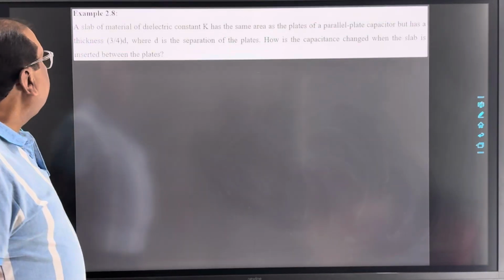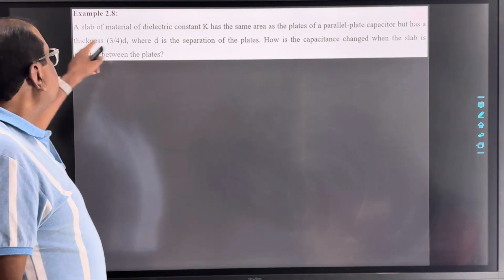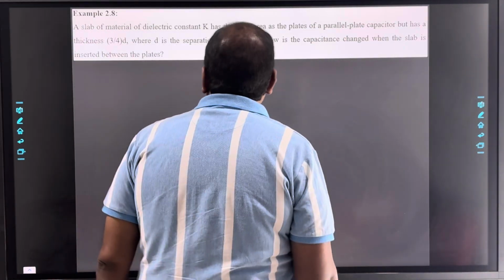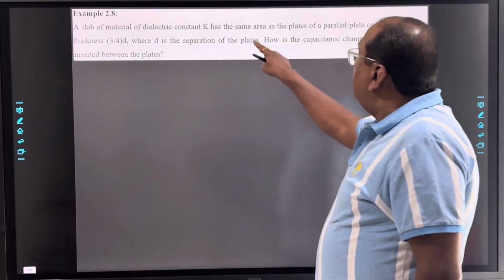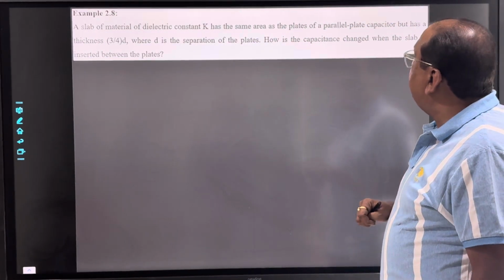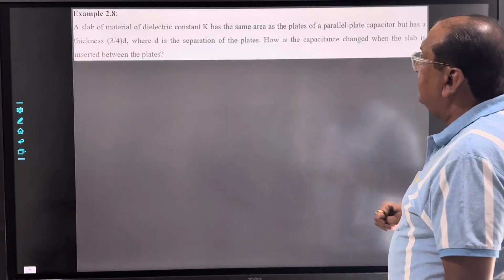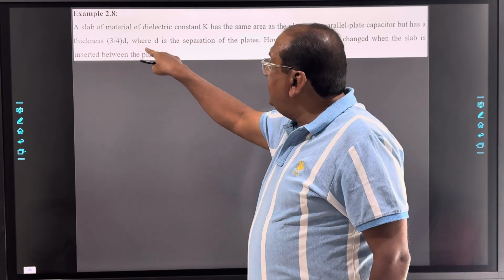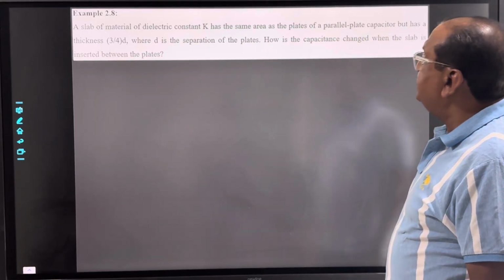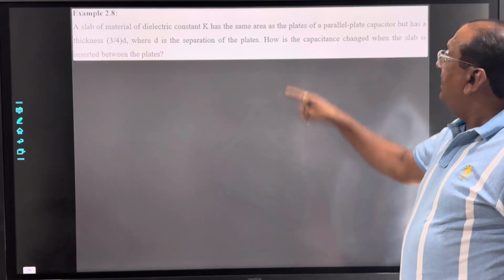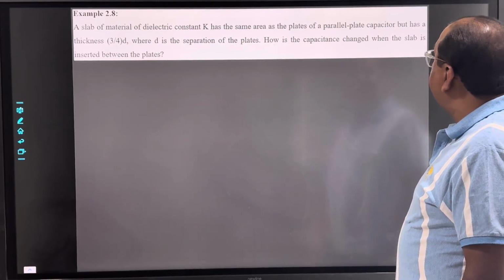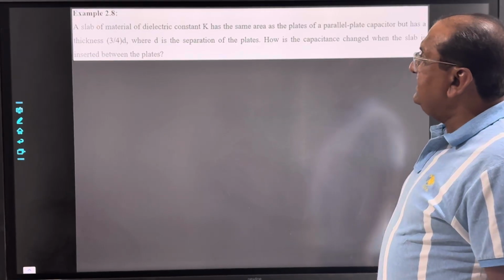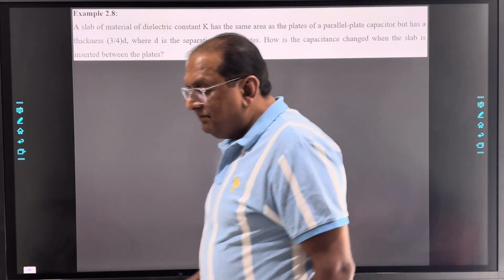Now example 2.8. A slab of material of dielectric constant K has the same area as the plates of a parallel plate capacitor, but has a thickness 3/4 D, where D is the separation of the plates. How is the capacitance changed when the slab is inserted between the plates?